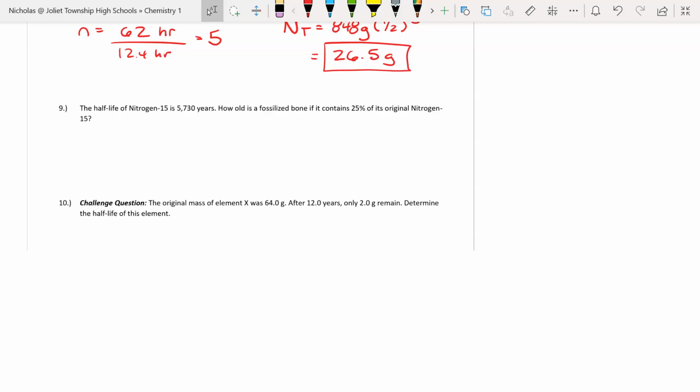Okay. For this next one, it tells us the half-life. It does not tell us the time passed. So this one is more of a conceptual question. And we want to know, how old is a fossil bone if it contains 25% of its original mass? So rather than starting with the mass on top, I'm just going to write this as a percent. So the amount in terms of percent on the bottom will still be time.